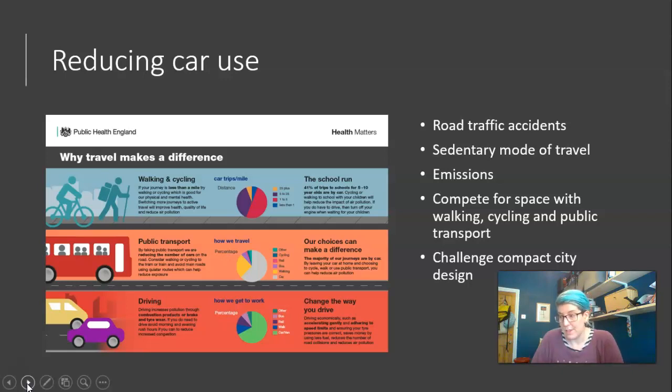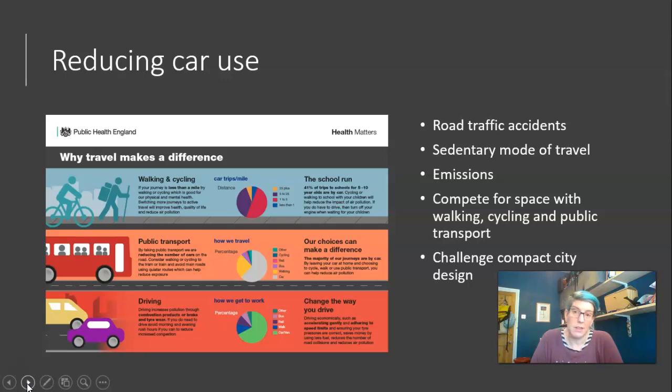So roads are not safe, and roads dominate areas, and it reduces all of those possibilities for more active travel. Car use is a sedentary mode of travel, so you aren't actually getting the individual level physical health benefits of moving around from place to place if you just walk from your front door to your car and then from your car to wherever it is that you're going to. So there is that health impact as well. Obviously, emissions are a really key one. So air pollution linked to transportation is a massive problem.